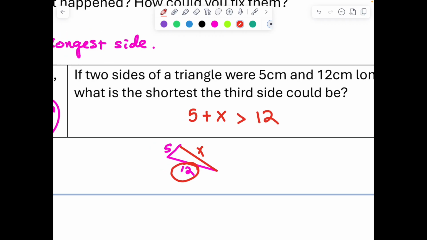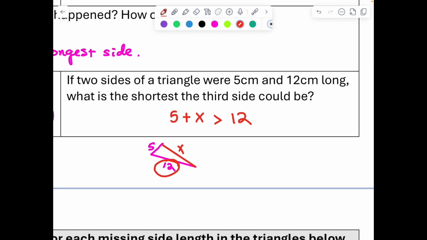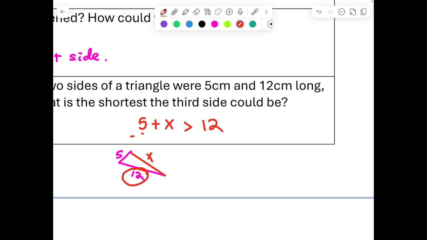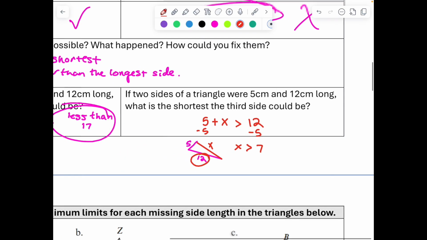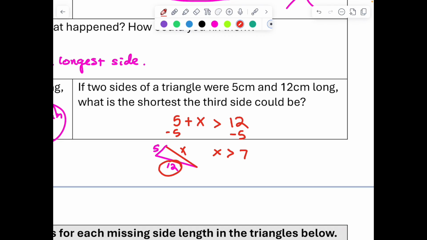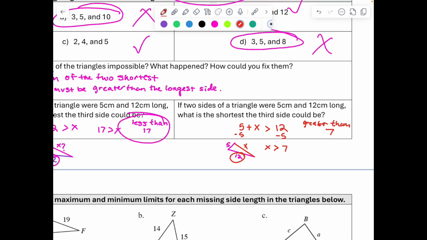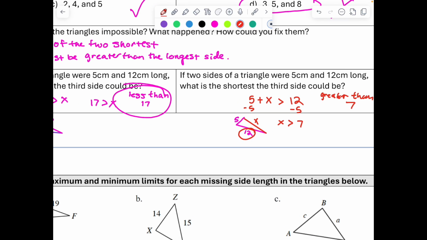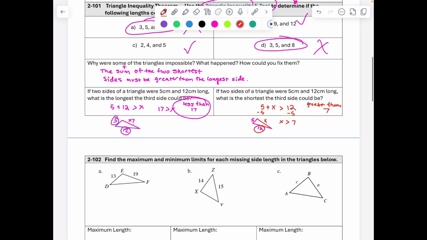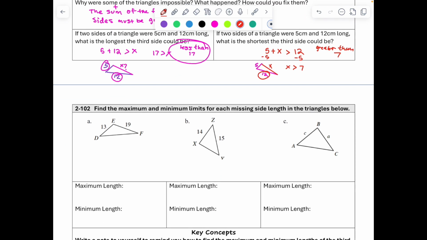our mystery side should be more than the third side, right? Let's say 12 is the longest now. The third side, if we subtract 5, must be greater than 7, right? So the shortest it can be is just a little more than 7. It can't be 7 exactly, because the two sides added up have to be more than 12. But literally even 7.0001 could work.